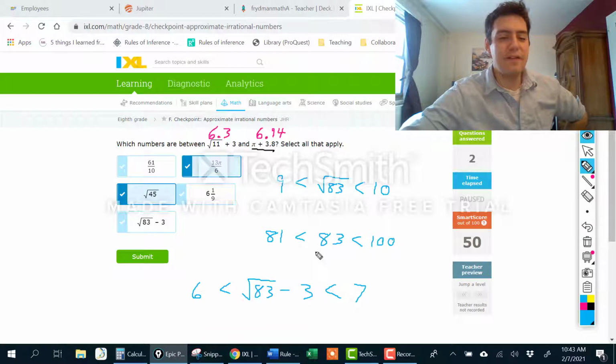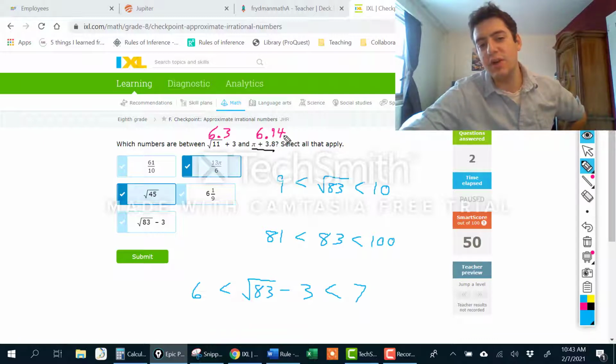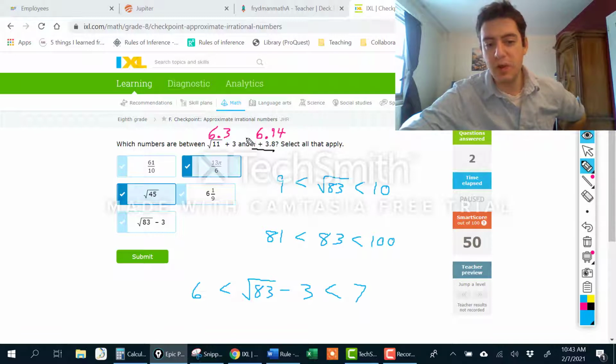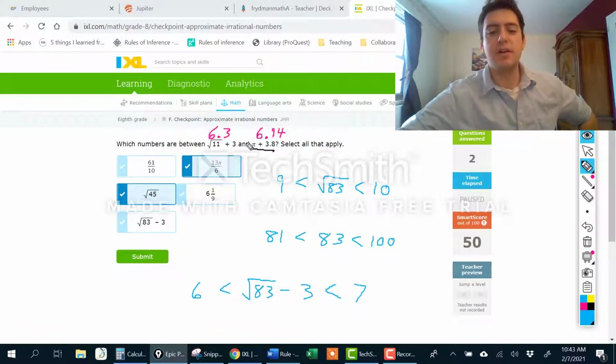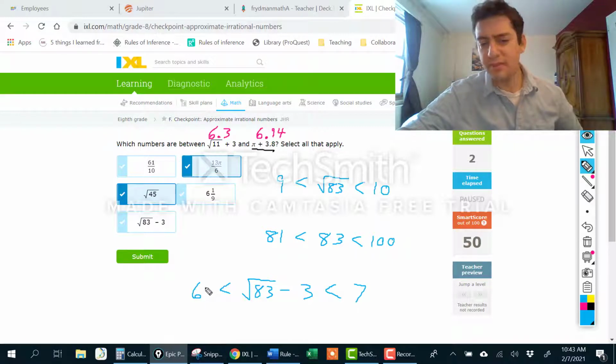So that's not enough to tell me if it's specifically between 6.3 and 6.94. It could be 6.2, it could be 6.95, it could be 6.5. Right now we don't know. This is not enough analysis to say for sure. Now the square root of 83 is much closer to 81 than it is to 100. So the square root of 83 is probably something very small like 9.1 or maybe 9.2.